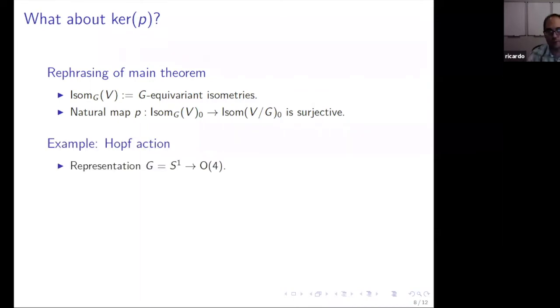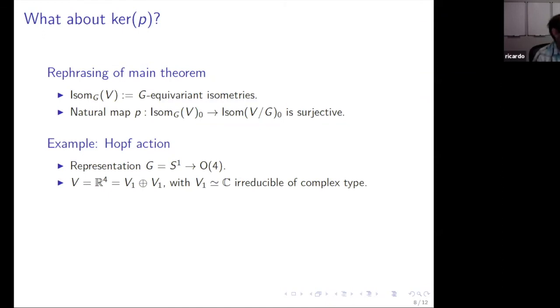P is what I'm calling the map that induces isometries downstairs. What can we say about the kernel? Let me give you an example to start with. Let's look at one representation that we all know and love, and that's the Hopf action. Here we have the circle acting on R4, and this, as a representation, is a sum of two copies of the same representation, namely S1 acting by rotations on R2. And this representation V1 is an irreducible representation of complex type.